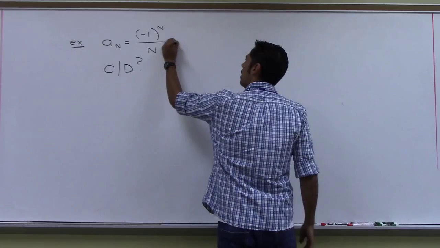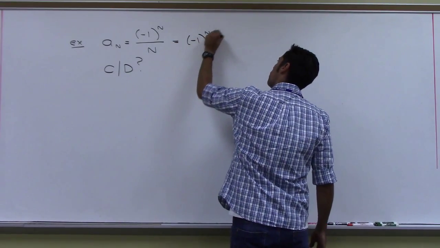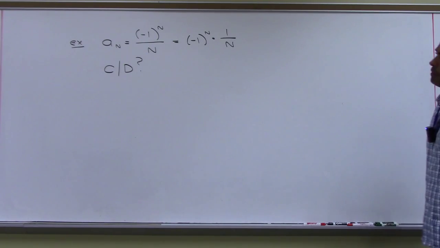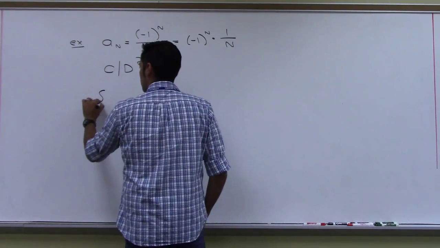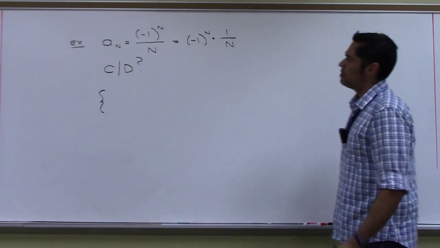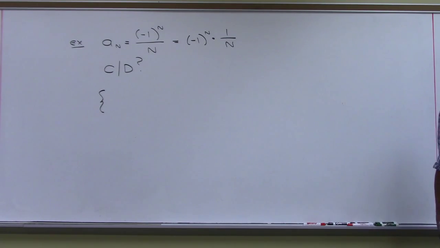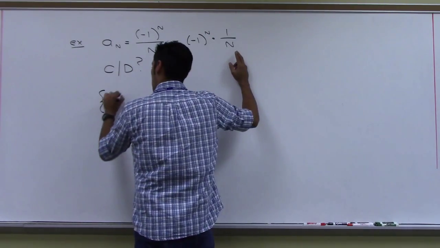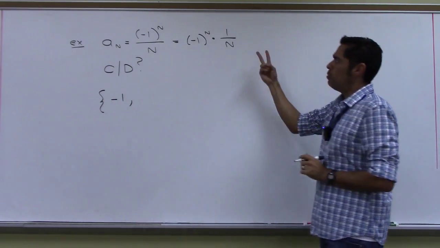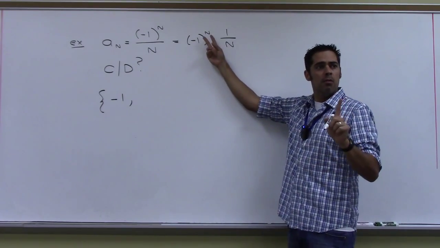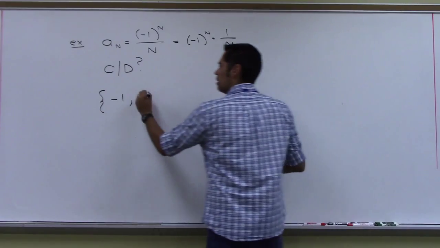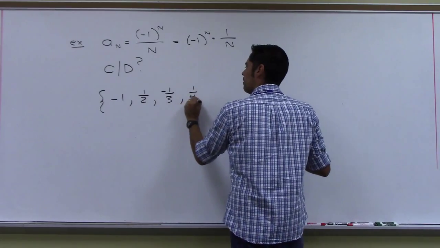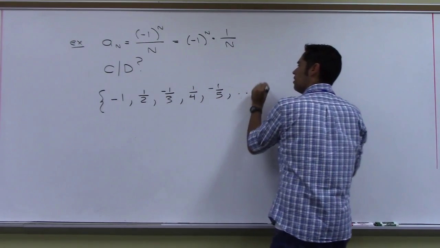So maybe I could write it a different way. I could write negative 1 to the n times 1 over n. Just write it like that. And let's actually write out a few of the pieces of the sequence here. So if n is equal to 1, what do we get? Negative 1 over 1. If we plug in 2, what do we get? So negative 1 squared is 1, and then 1/2, right? So 1/2. What's the next one? Negative 1/3, and then 1/4, and then negative 1/5, and so on and so forth.